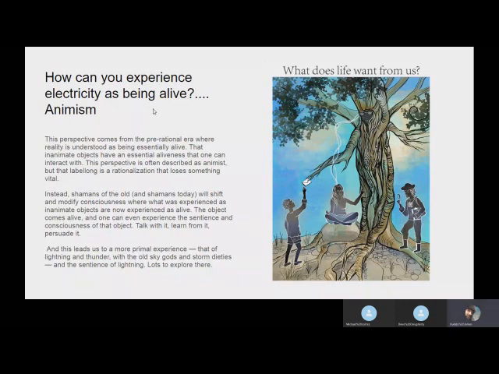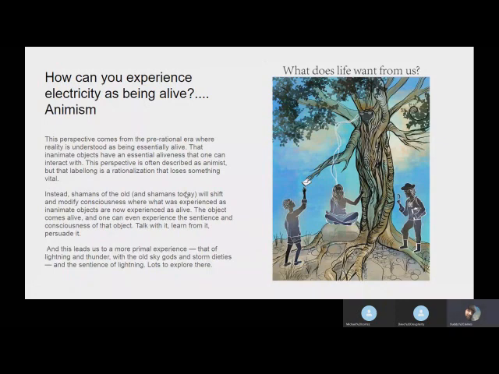Instead, shamans of the old and shamans today will shift and modify consciousness where what was experienced as inanimate objects are now experienced as alive. The object comes alive, and one can even experience the sentience and consciousness of that object, talk with it, learn from it, persuade it, especially empaths. The more empathic you are, the more you are in tune to many different things in the universe, and love rocks and experience elation from mundane things or seemingly mundane things.